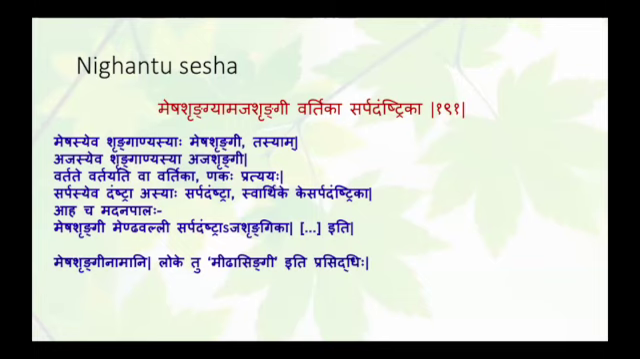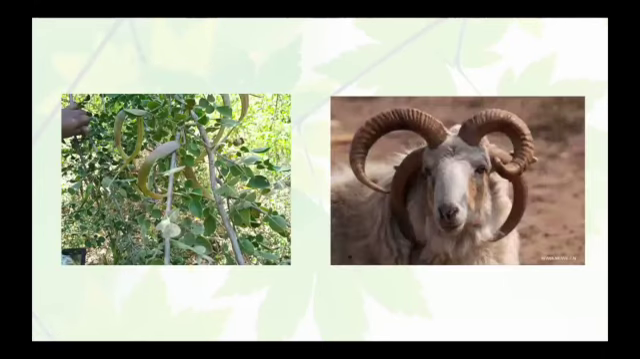like the fruits will be similar to that of the horns of a goat or sheep. That's why it is called Meshashringa. So this has been mentioned in the Nighantu Shesha. Like we can see, this is one of the trees which is also a controversy for this. Now I just represented this. This is Gymnema sylvestre.